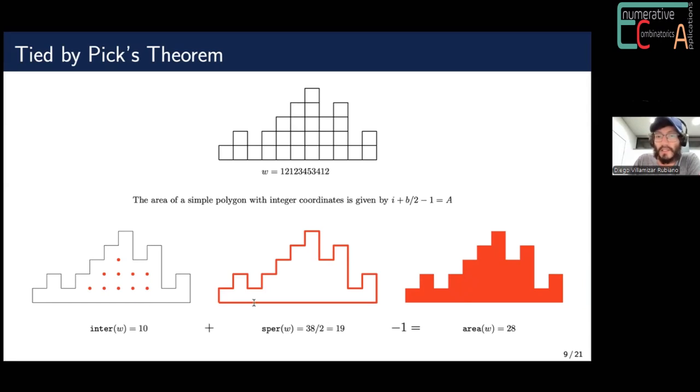And here you can see that the semi-perimeter is the same thing as counting the number of points on the boundary and dividing by 2, just because the segments are always on the lattice. Okay, so you can tie this up. If you know two statistics, you get the other one.